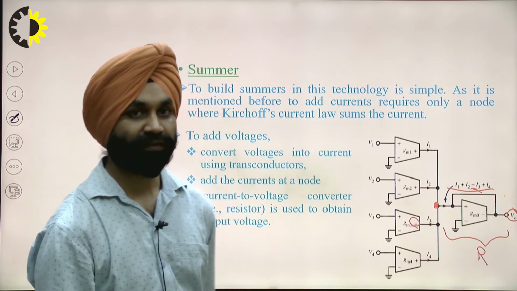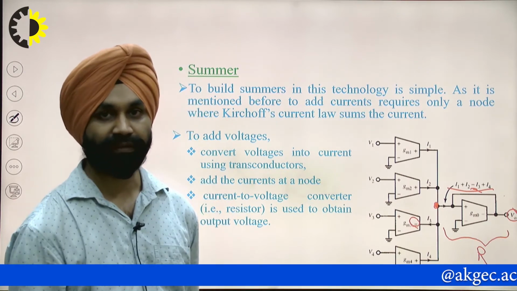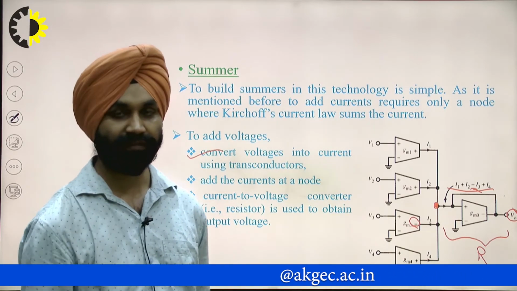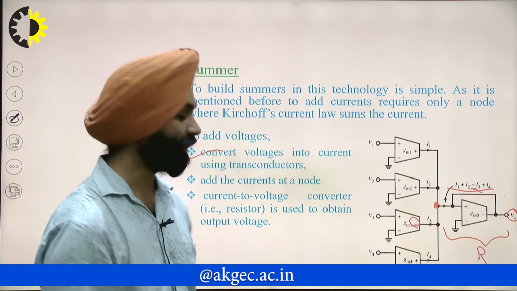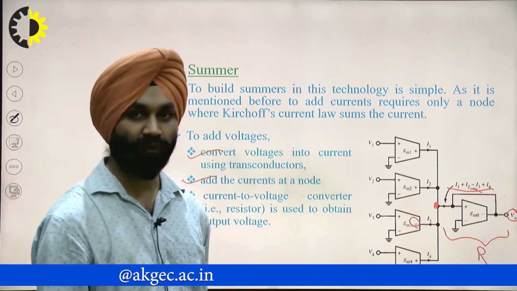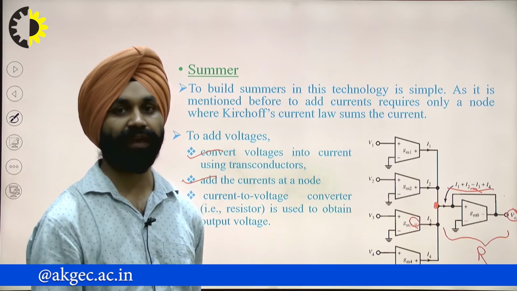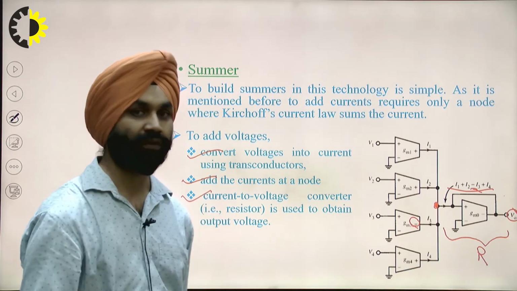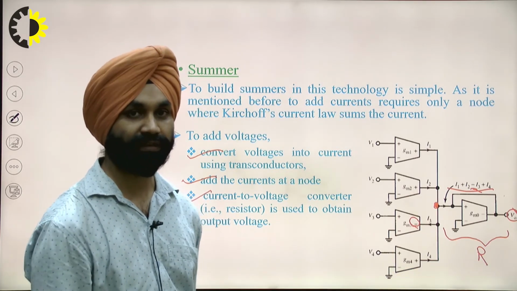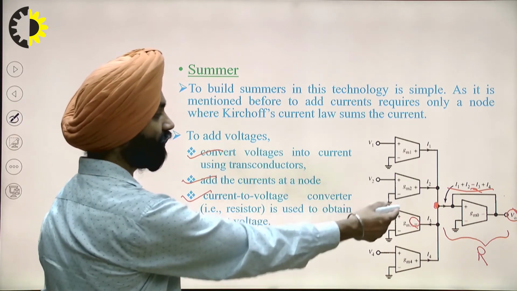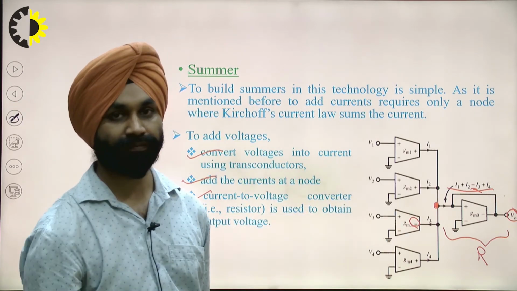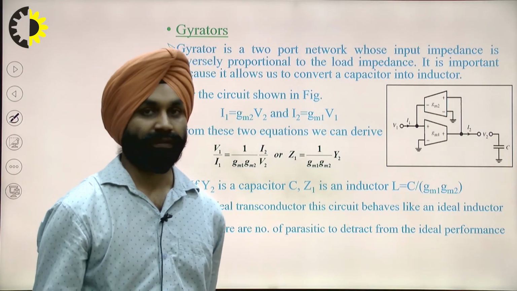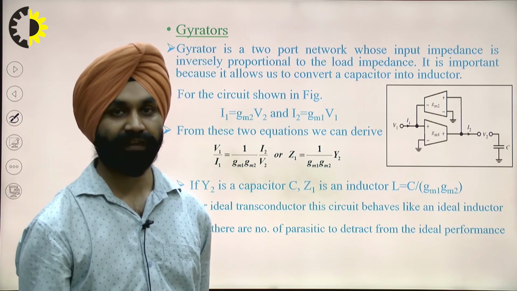So we can say that to add the voltages, first of all we convert the voltages into currents using transconductance. Then all the currents are added at a node. By simple Kirchhoff's law, we can add up all these currents. Then at the end, we have to convert the current to voltage by using resistance. So this will be V1 plus V2 minus V3 plus V4. So we have amplifier, resistors, integrators and summers.